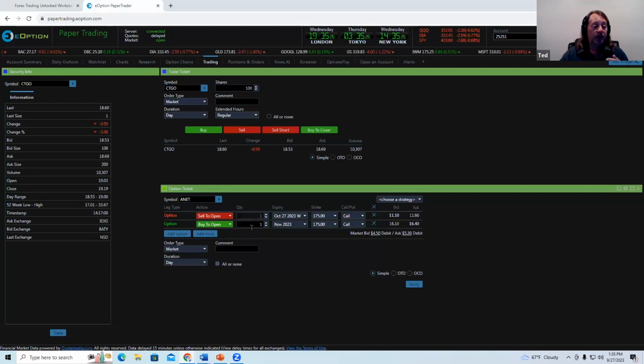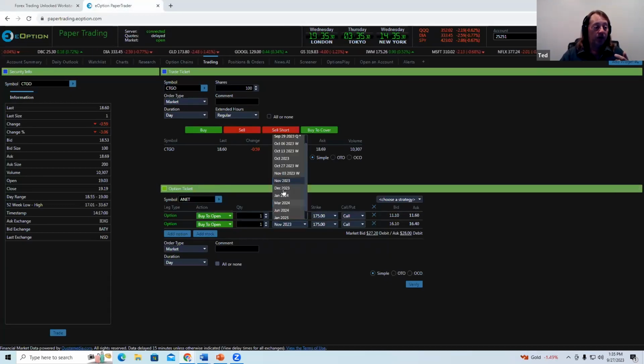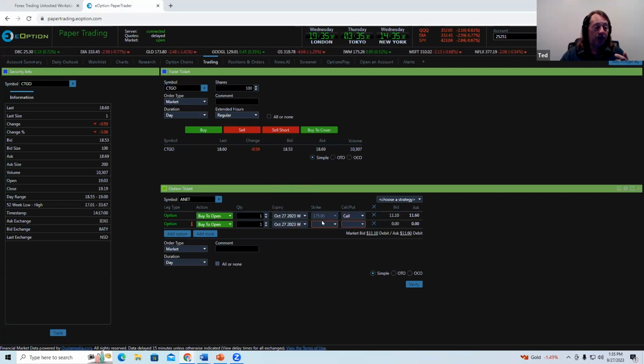Another thing we can look at once again with this one is we look to buy to open, and we go to October 27 on both. We stick with the 175 strike price, and we do a straddle on this one. Now this one gets very expensive.